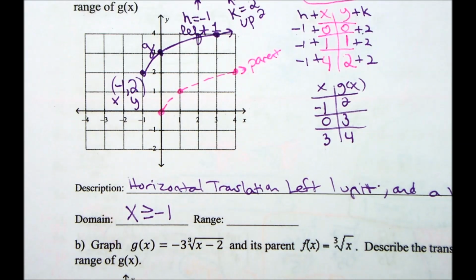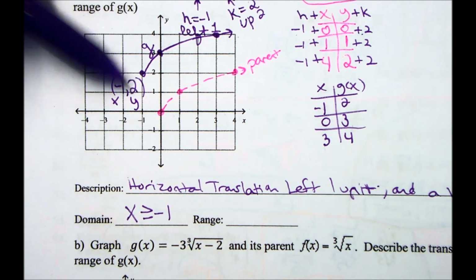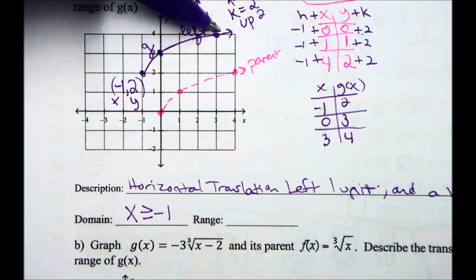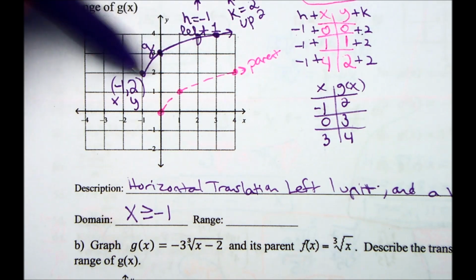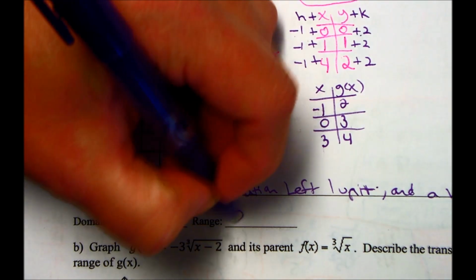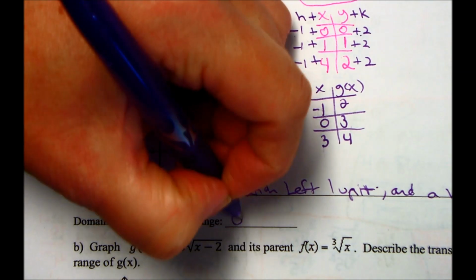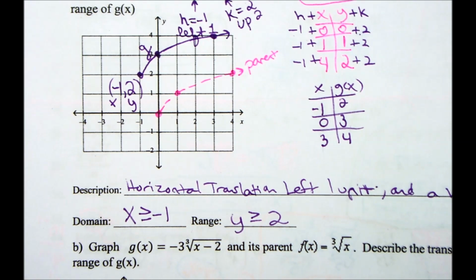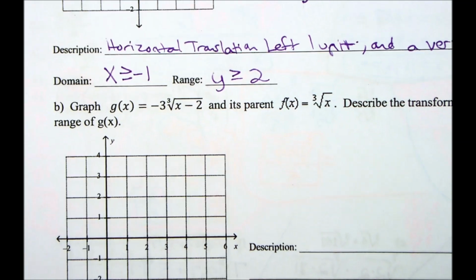Your range is your y values. So if you look at the graph, the y coordinate for your starting point is 2, and then all of these points are going up from that. So the lowest y value is 2, so that's your smallest output value, and all the rest of these are going to have output values that are bigger. So your range is going to be y, all y values that are greater than or equal to 2. So that's how you do your domain and range. And there's our graph. Okay, the next one we have is our cubed root.